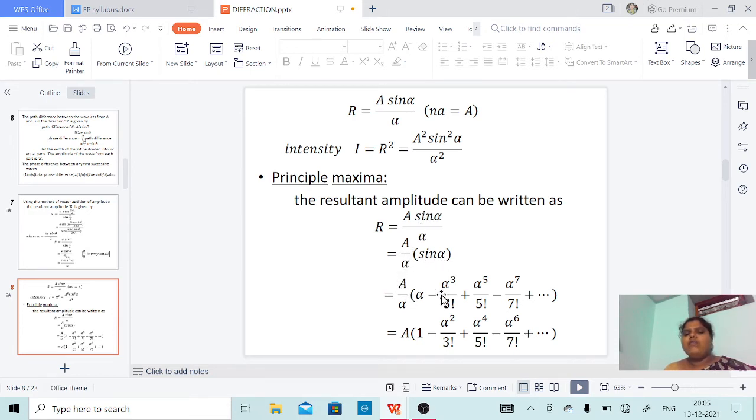For this sine alpha, we can use the series expansion from our intermediate. Just recall: A by alpha into alpha minus alpha cube by 3 factorial plus alpha power 5 by 5 factorial minus alpha power 7 by 7 factorial, and so on. Now alpha is multiplied inside, and R equals A into 1 minus alpha square by 3 factorial plus alpha power 4 by 5 factorial minus alpha power 6 by 7 factorial, and so on.